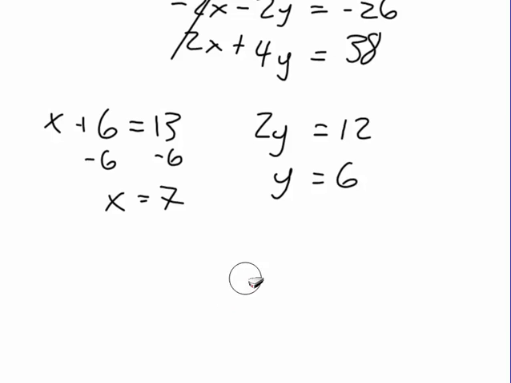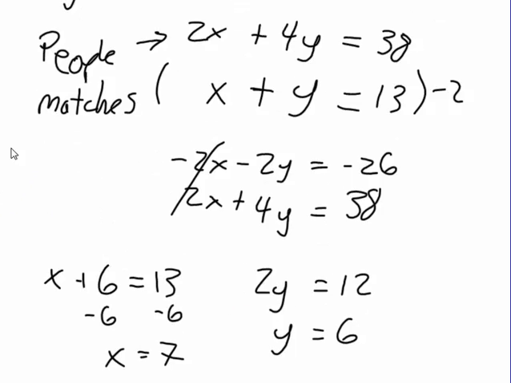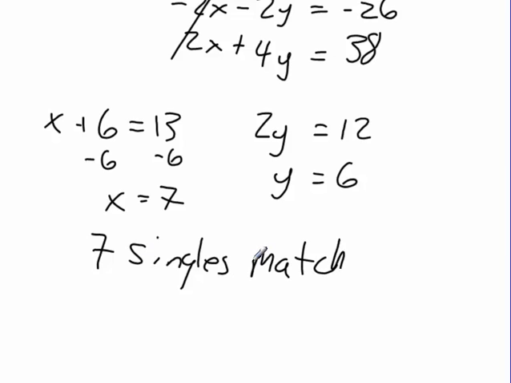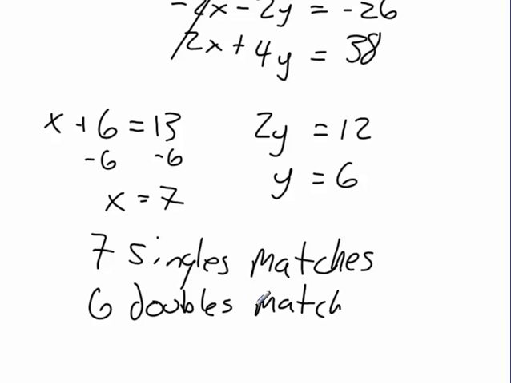Now, what's the meaning of all this, right? The number of singles, so there are 7 singles matches and 6 doubles matches. And this would be my part B.